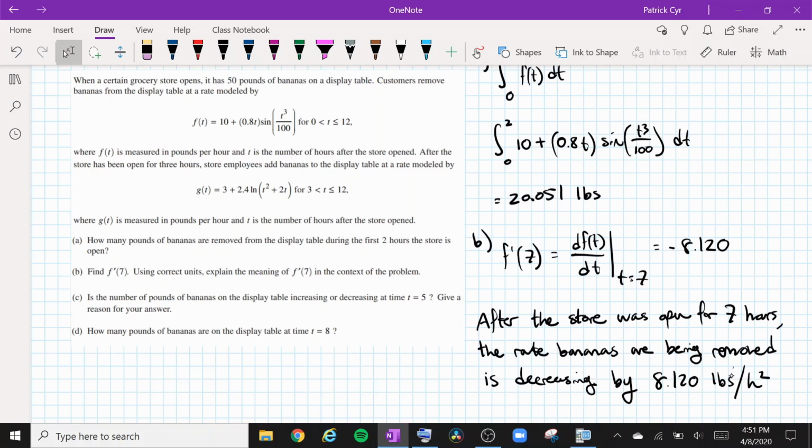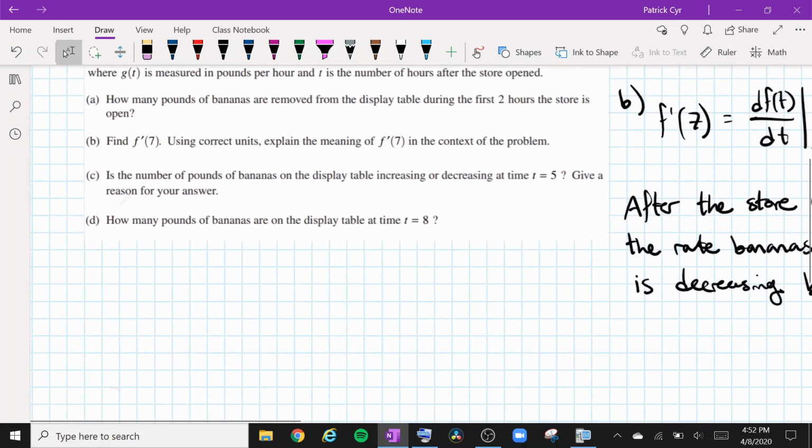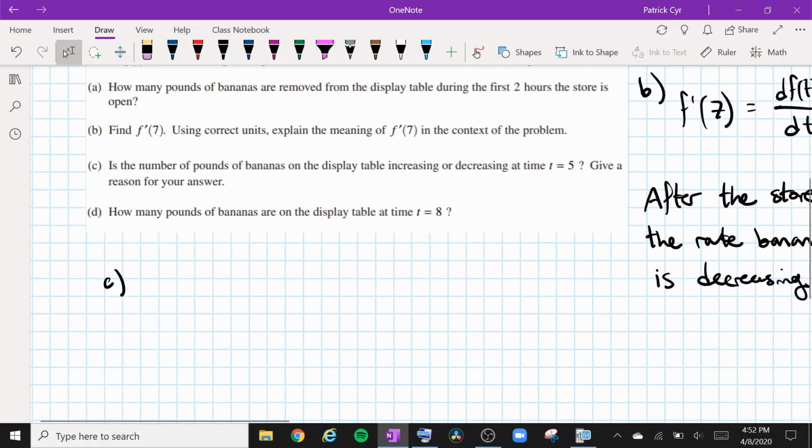Letter C is asking us if the number of pounds of bananas on display is increasing or decreasing at t equals 5. So remember, after 3 hours, the employee is adding the bananas onto the shelf. And so we want to determine whether or not, by comparing the rate at which the bananas are being removed and the rate at which bananas are being added, whether or not the total number of bananas is increasing or decreasing. And to do that, it seems complicated, but all we're going to do is take the rate at which the bananas are being added at 5.